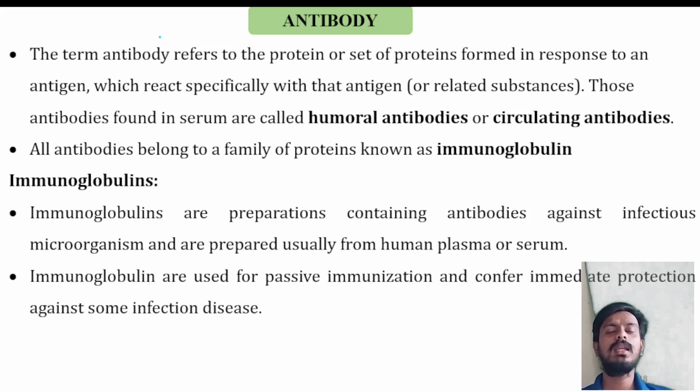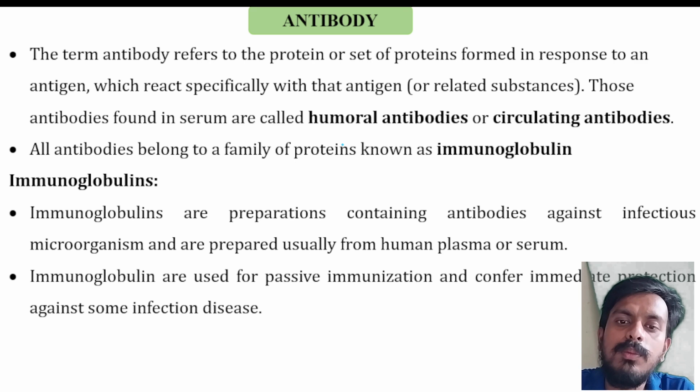Next, in the last class we talked about the different types of B cells and T cells. As we discussed in earlier classes, B cells have two types of cells: one is the memory cell and the second is the plasma cell. This plasma cell is responsible for the production of antibodies. So in today's class we discuss all about antibodies.